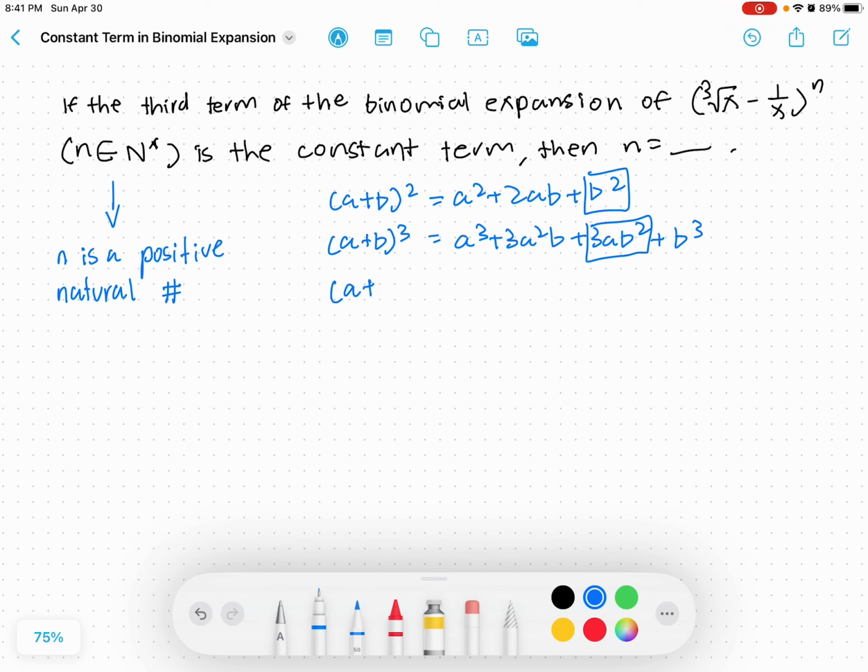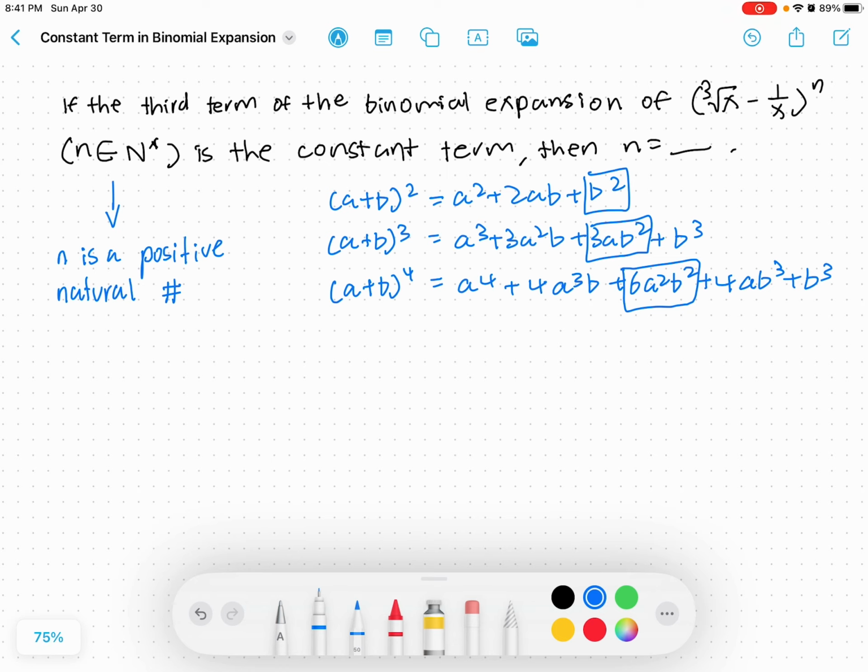And then (a plus b) to the fourth power will equal a to the fourth power plus 4 times a cubed b plus 6a squared b squared plus 4ab cubed plus b to the fourth. And similarly, the third term will be 6a squared b squared. Okay, now that we know what binomial expansion and third term is, let's get into the actual problem.